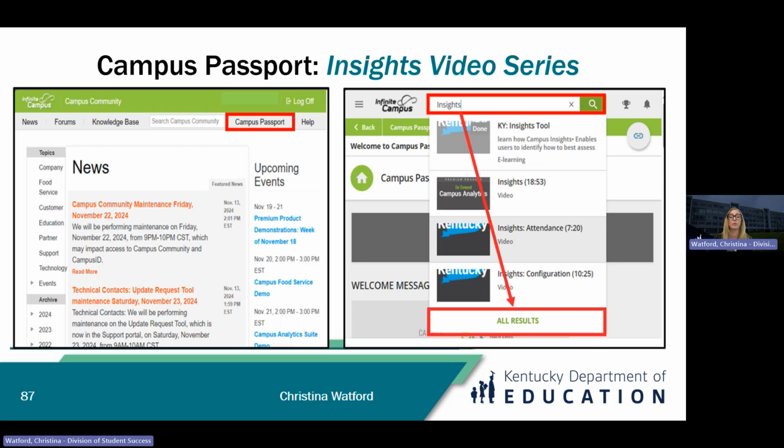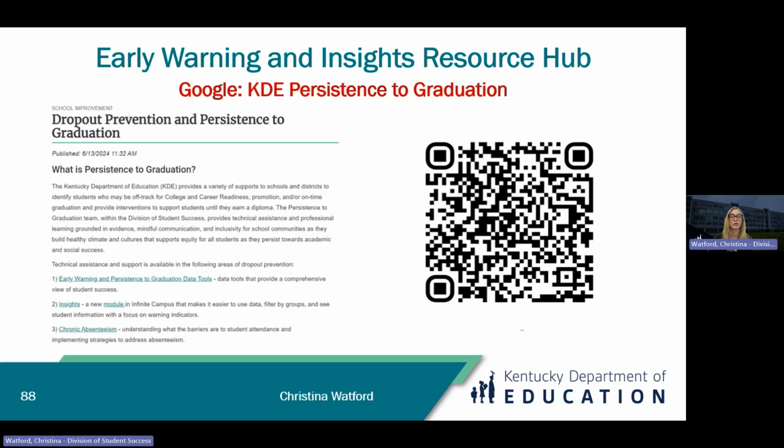So there are multiple resources beyond what we're presenting to you today that you can use to your advantage as well. We also have some additional information posted on the Early Warning and Insights Resource Hub that we have here at the Department of Education on the Persistence to Graduation page. That QR code will take you directly to that page. You can also just Google KDE Persistence to Graduation, and it will take you there as well.